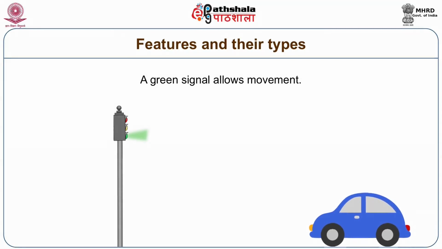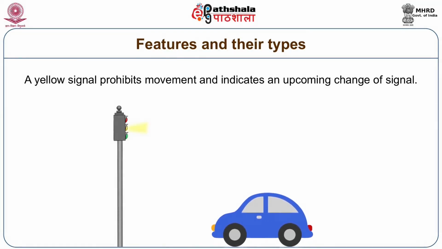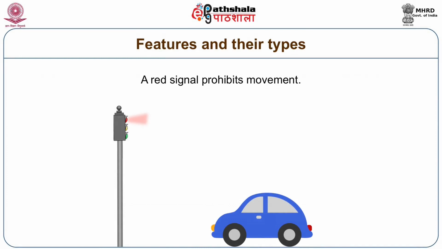So the intuitive idea of features that we are appealing to can be grasped as the use of a parameter along which a contrast can be stated. Let's look at the instructions given by traffic lights, where their state and colors signify the following messages. A green signal, which is a steady signal, allows movement. A yellow signal prohibits movement and indicates an upcoming change of light. A red signal prohibits movement.